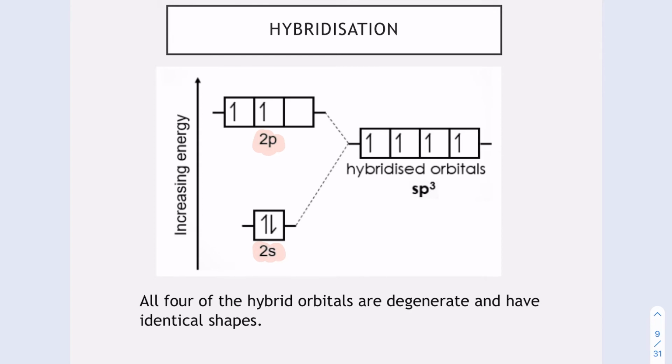They create this new hybridized orbital called your sp3. So it's slightly lower in energy than your 2p, slightly higher in energy than your 2s. All of the 4 orbitals are degenerate and they have identical shapes. Now again, that's a little recap from earlier on. That means they have equal energy.